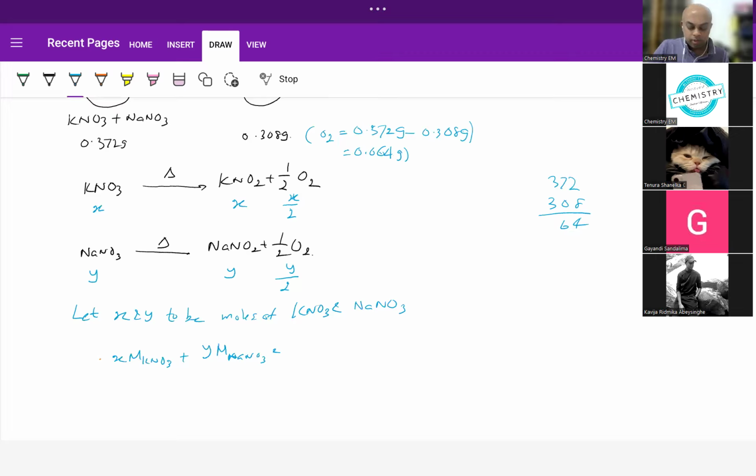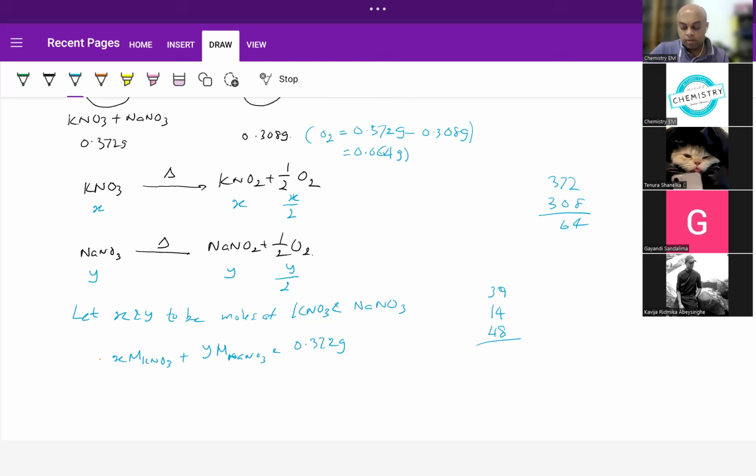So this is the total mass. That should be equal to 0.372 grams. Right. Let's try to find out the molecular mass of KNO3. Potassium is 39. Nitrogen is 14. Oxygen is 16, 16 into 3, that is 48.